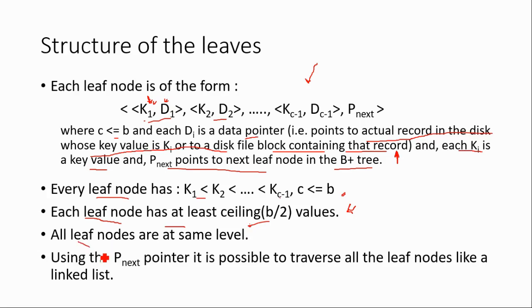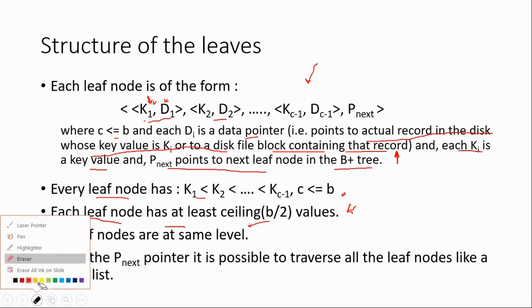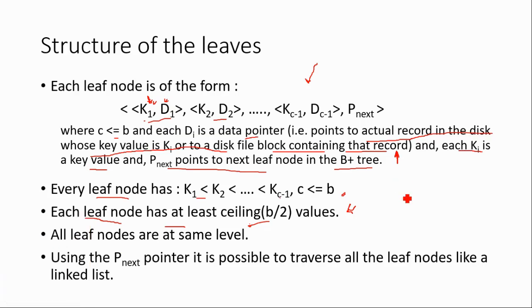So all leaf nodes are at the same level. This is evident because in B trees also we have seen that all the leaves are at the same level. We cannot tolerate any leaf at the wrong level. So this condition is here also.